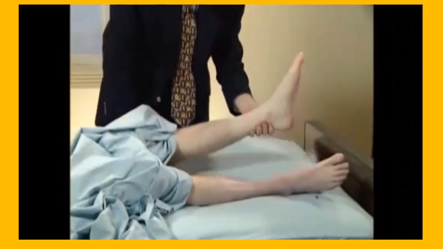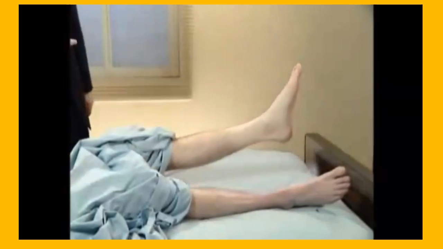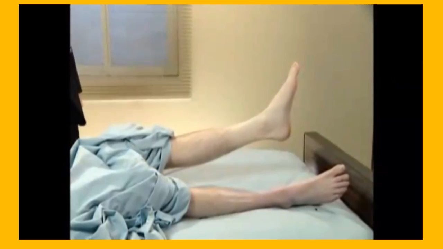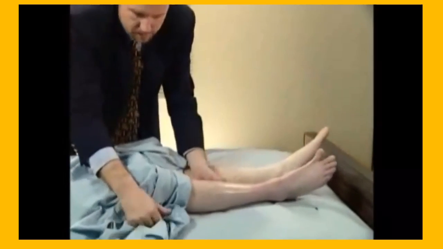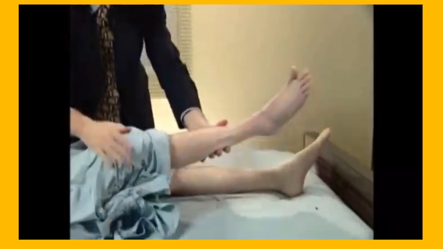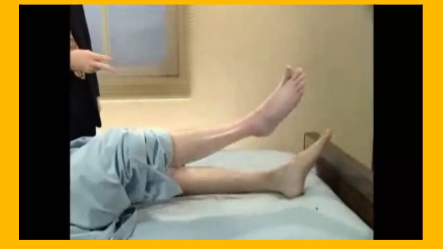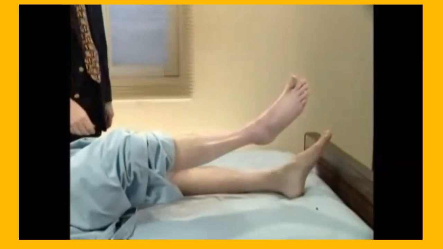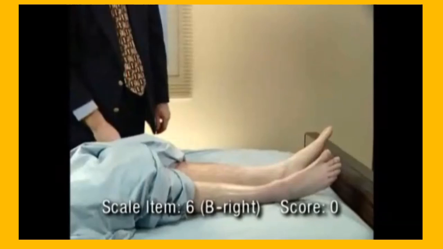Now let's lift this one up, and when I let go, you hold it up for 1, 2, 3, 4, 5. Perfect. Go ahead and relax. Now we'll try the other side. I'll lift it and you keep it up after I let go, right there. Okay. 1, 2, 3, 4, 5. That's great. For scale item 6A, this patient scored a 0. For scale item 6B, the patient also scored a 0.